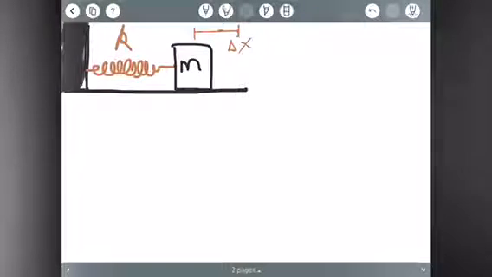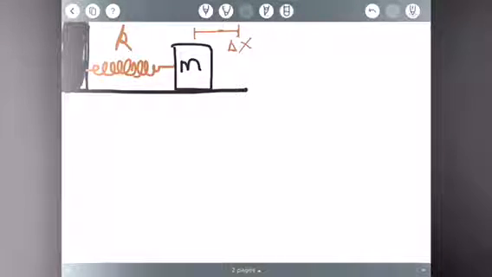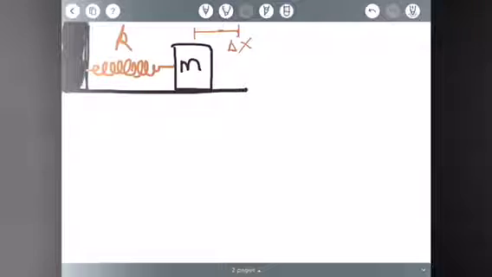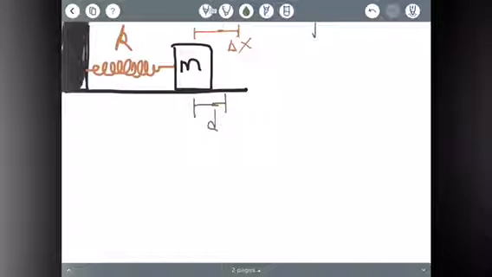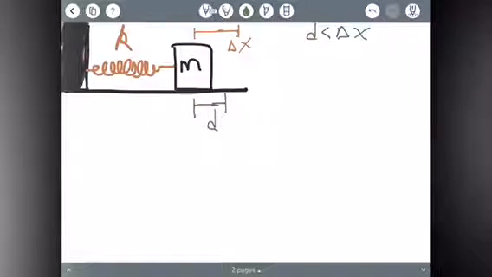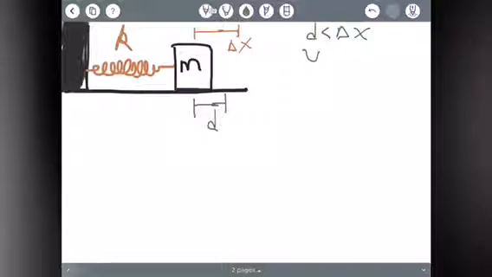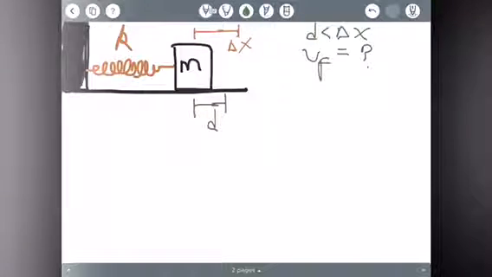This video is about problem 7.24. It is about a mass that is compressing a spring by a distance delta x. The spring is let go for some distance d, and this distance is not enough to make it back to the equilibrium of the spring. And the problem asks, after traveling this distance d, what is the speed of the mass?